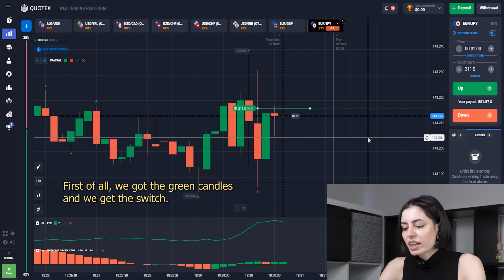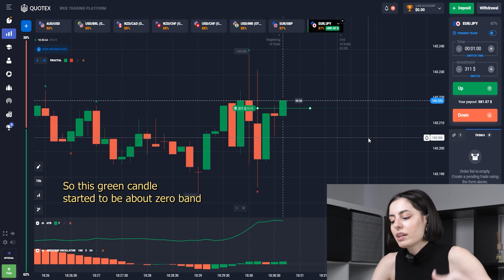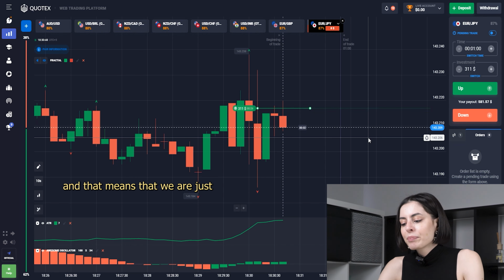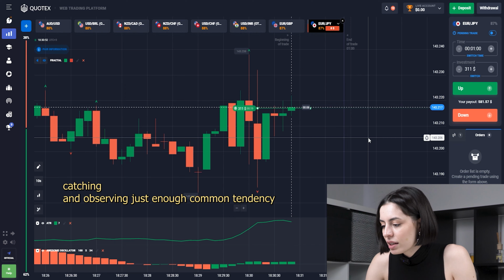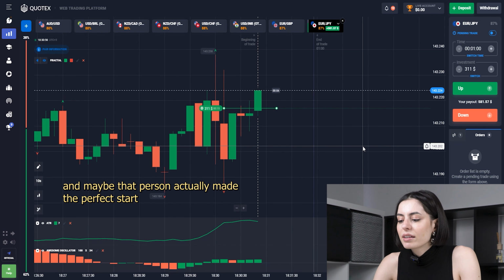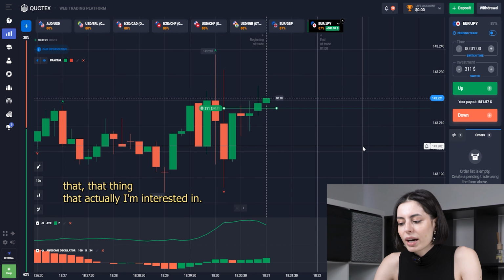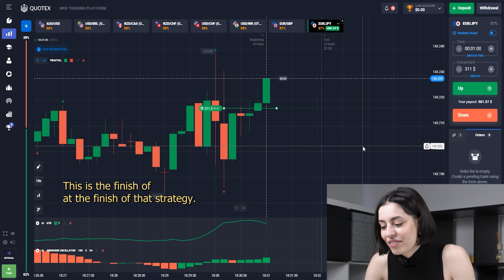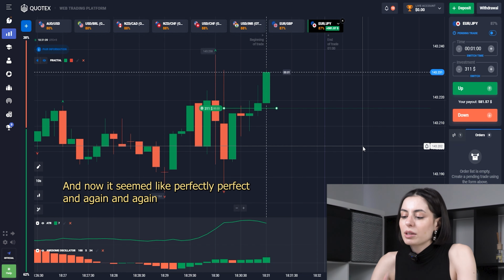First of all, we got the green candles and we get the switch. So this green candle started to be above zero when before it was below. And that means that we are just catching and observing an upcoming tendency. And maybe that wasn't actually the perfect start, but what I'm interested in is the finish of that strategy, and now it seems perfectly perfect.